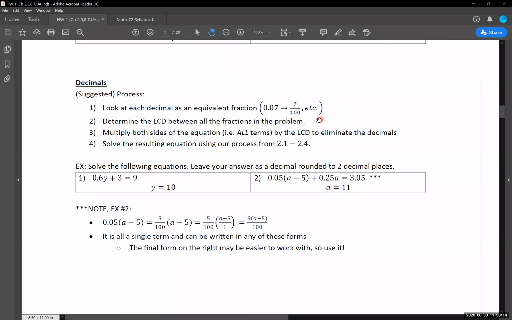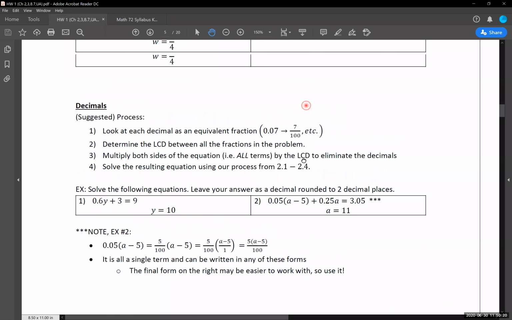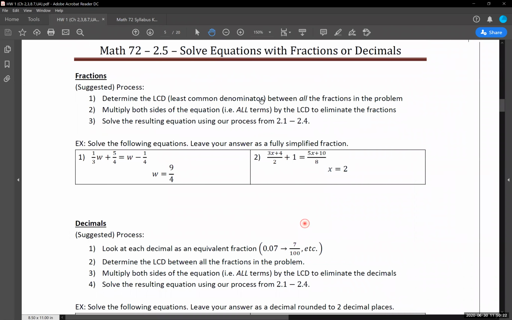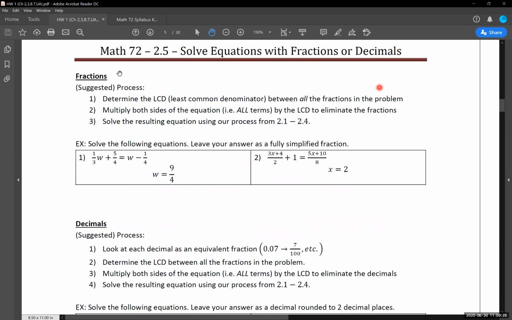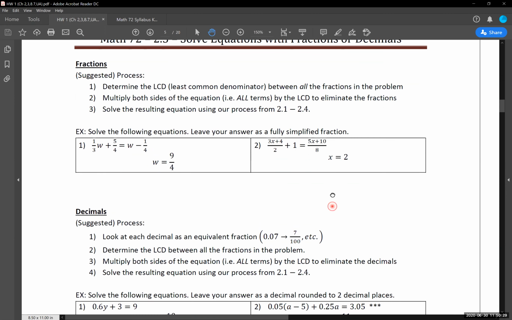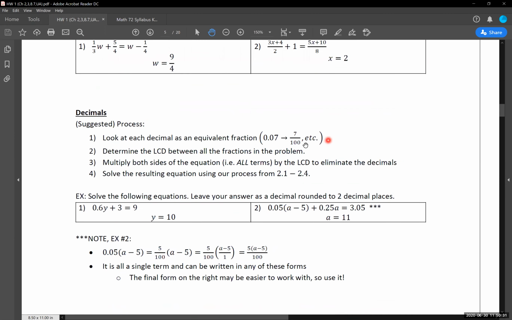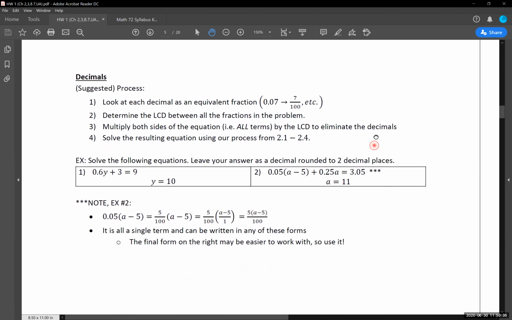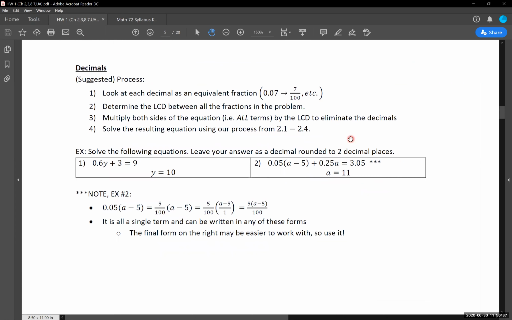From here, now instead of having decimals in the problem, I would have fractions in the problem, and we can use our process that we just went through to solve these things. So we determine that lowest common denominator between all the fractions, multiply everything by that, and then we have our final answer from there. Okay.